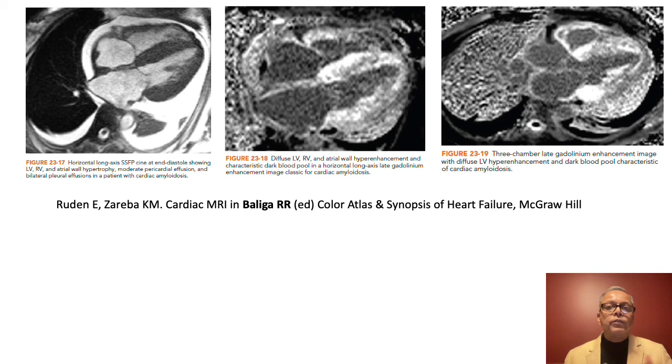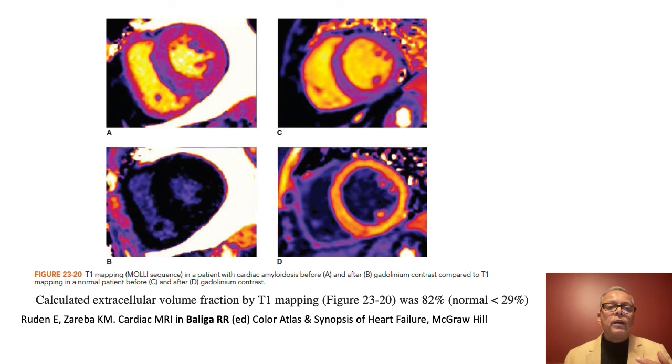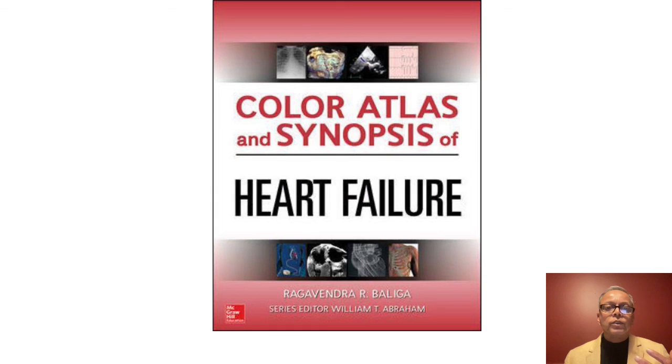This figure is by Dr. Emily Rudin and Carolina Zariba. This MRI shows pericardial effusion, bilateral pleural effusions, LV thickening, and the right two figures show late gadolinium enhancement images with diffuse LV hyperenhancement. And finally, we're using T1 mapping, which was abnormal in this patient with amyloid with the gadolinium. The T1 mapping was 82% and normal is less than 29%. So MRI is great to diagnose amyloidosis. This talk is from Color Atlas and Synopsis of Heart Failure.